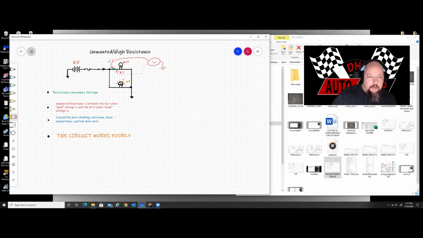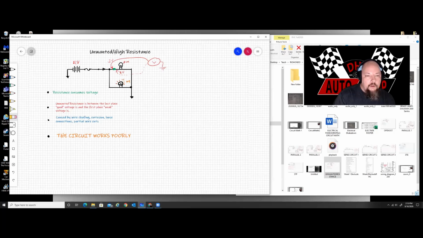Now, how we find it, we talked about that: the last place I had good voltage, between there and the next place that I have weak voltage is where I'm going to have my resistance, very much like the open circuit. I have good voltage here after tracing it down, and then have bad voltage here, not none, just bad or weak or poor. Pick your negative term there, right?